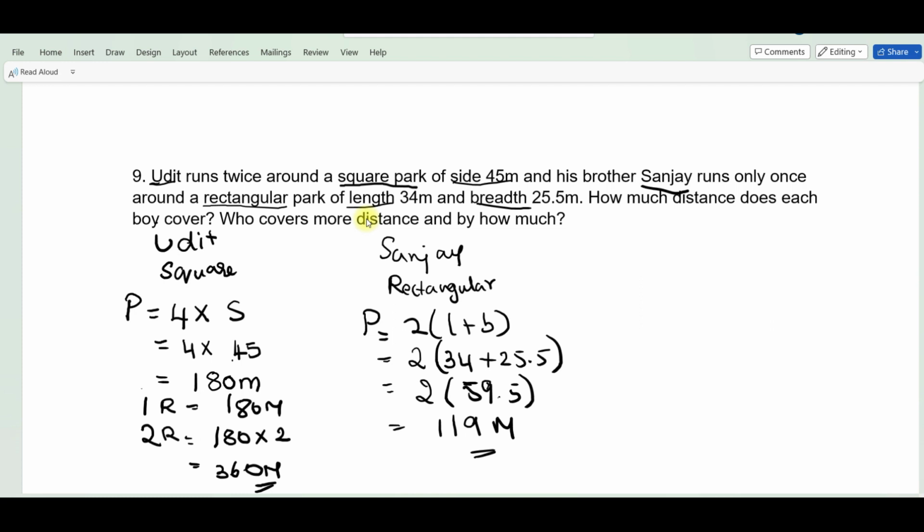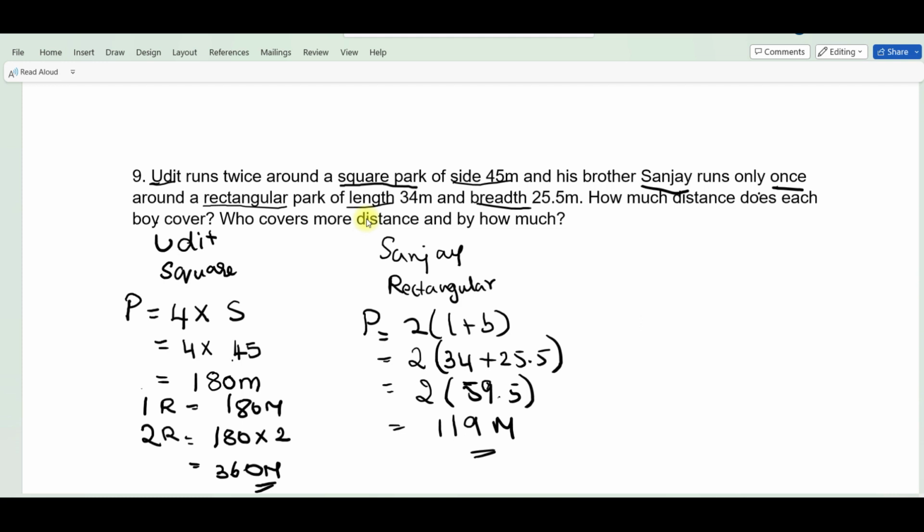Here you can find he's just running around only once. So we have nothing more to do now. It's only once he's covering the distance, so this is the distance of it. So let's understand now the second part of the question. We covered how much distance each of them is covering. Now we'll go to the second part of the question. Who covers more distance and by how much?